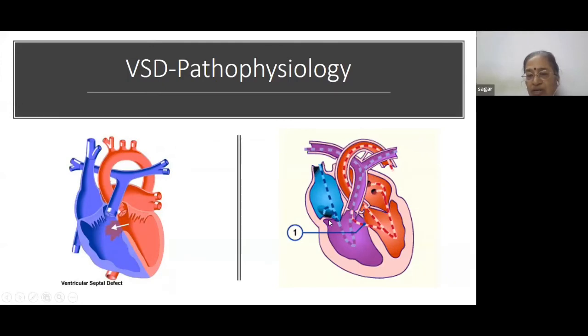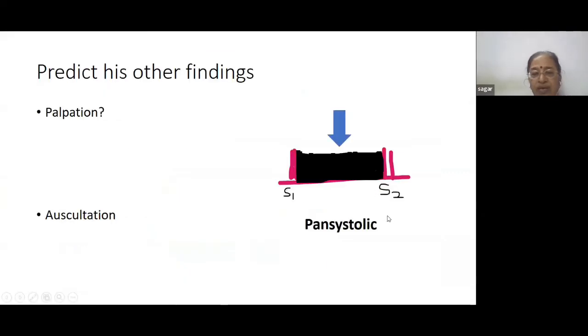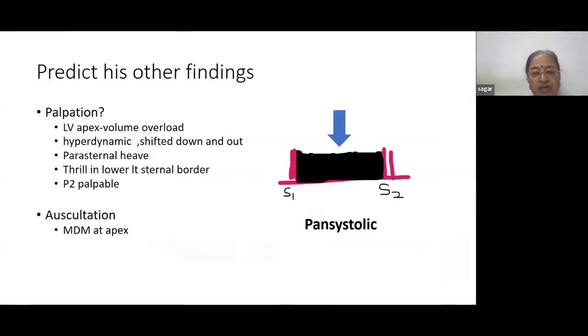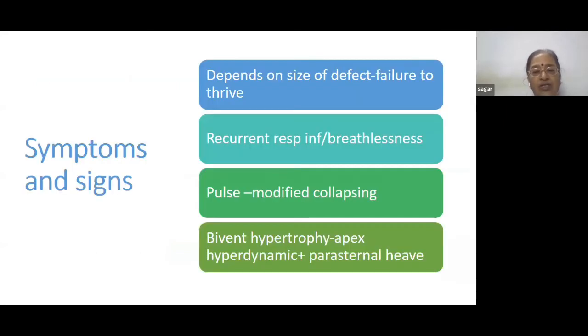In an ASD, you get it here in the tricuspid. Here you are getting the flow MDM at the apex. So that is what is written here: flow MDM at the apex, LV S3 because of volume overload, and the pulmonary hypertension features which are common to all shunts.